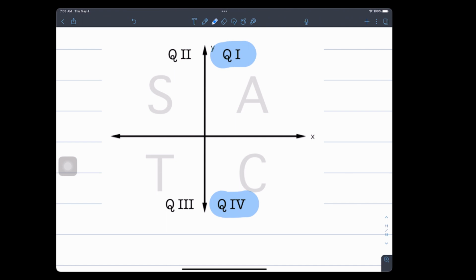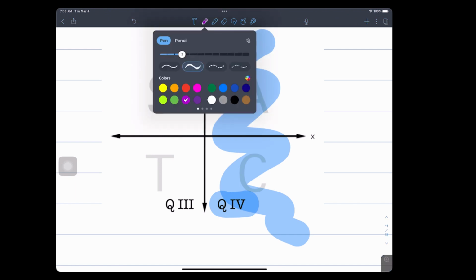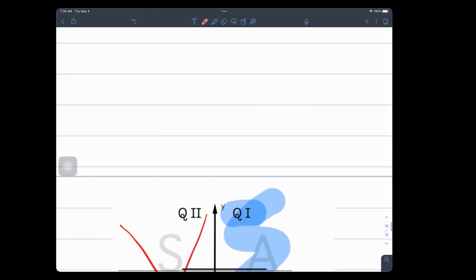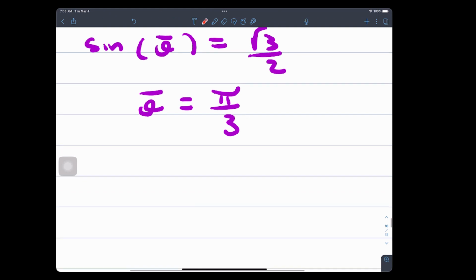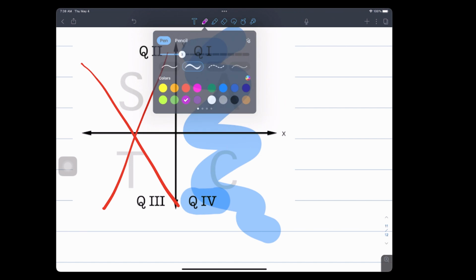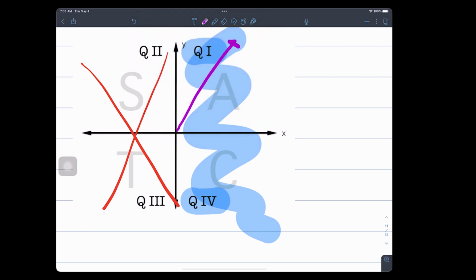What did you throw out? Because remember, we threw things out. When we restrict the domain, we threw out quadrants 2 and 3. So even though you said pi over 3, 60 degrees, that was for positive values. That makes sense because that's quadrant 1, all of them are positive.